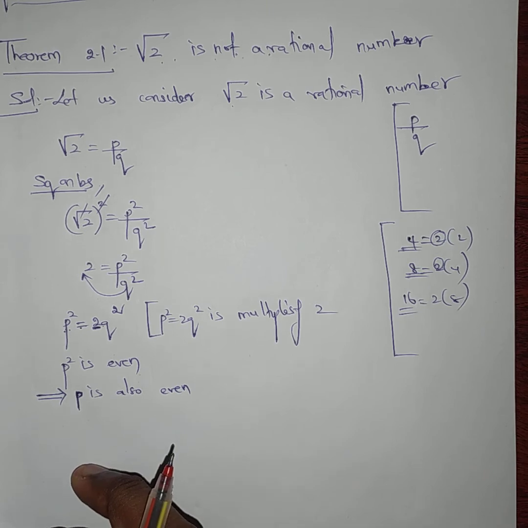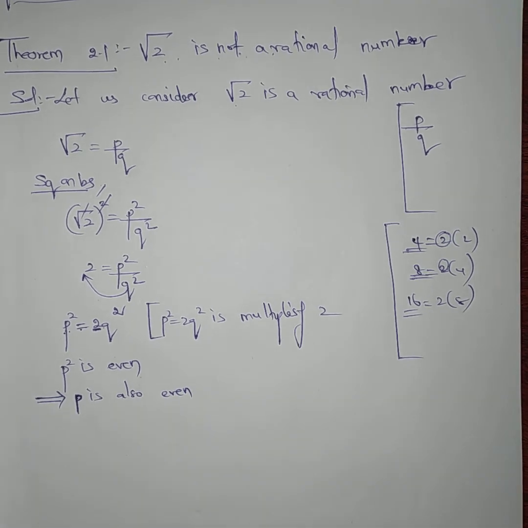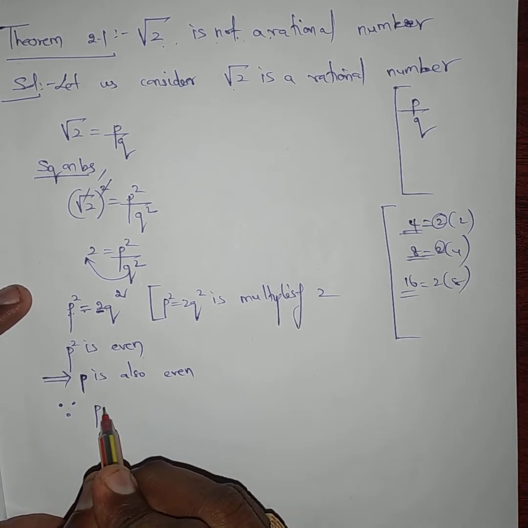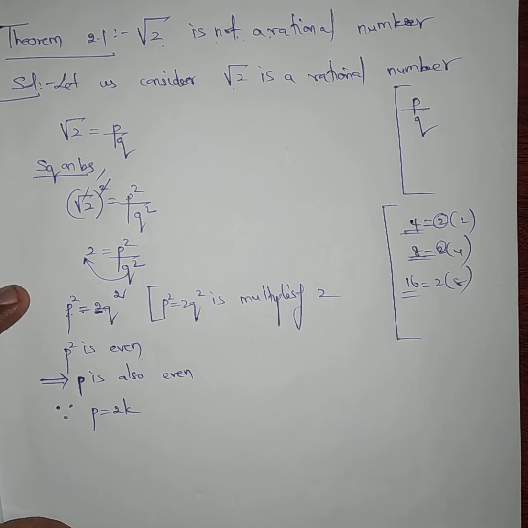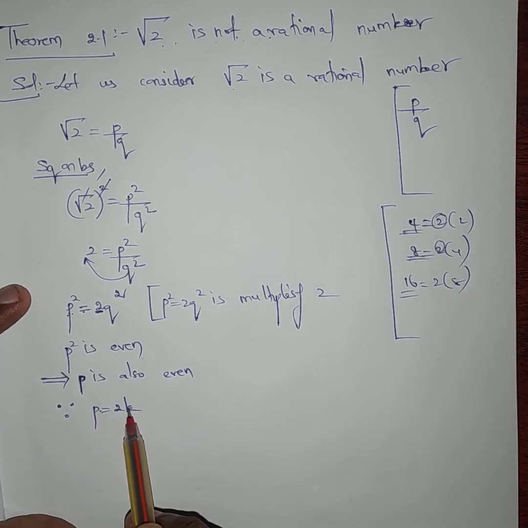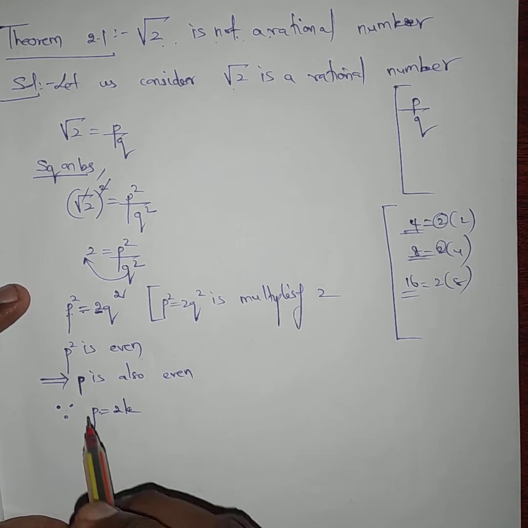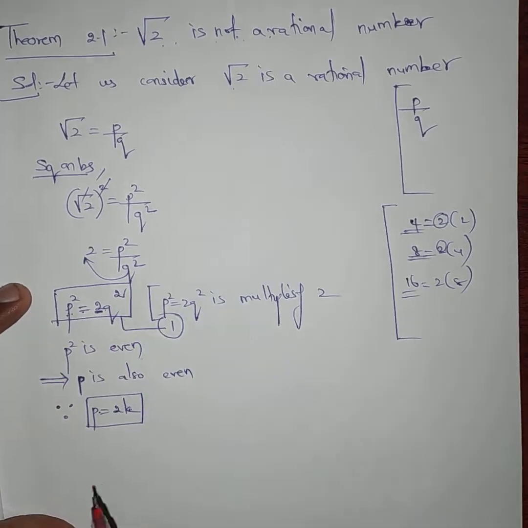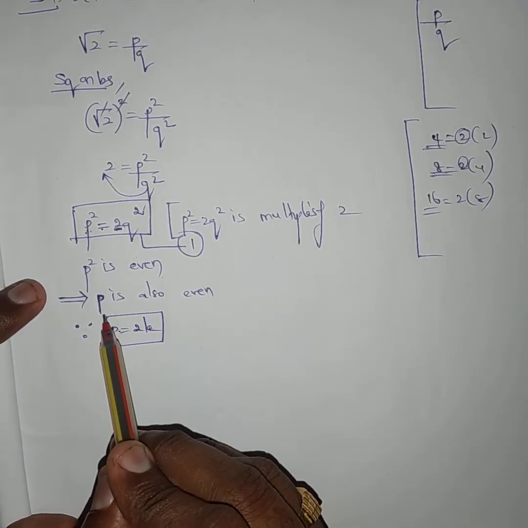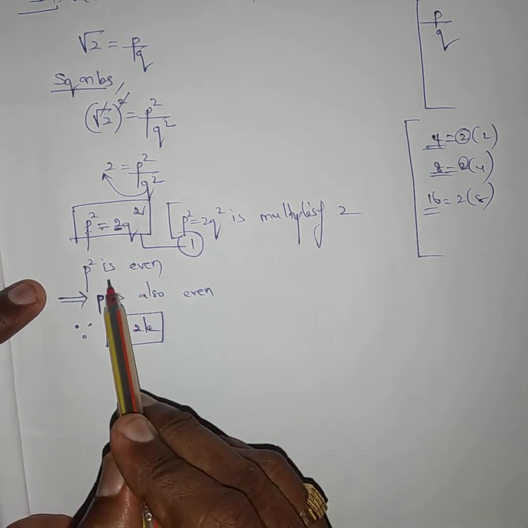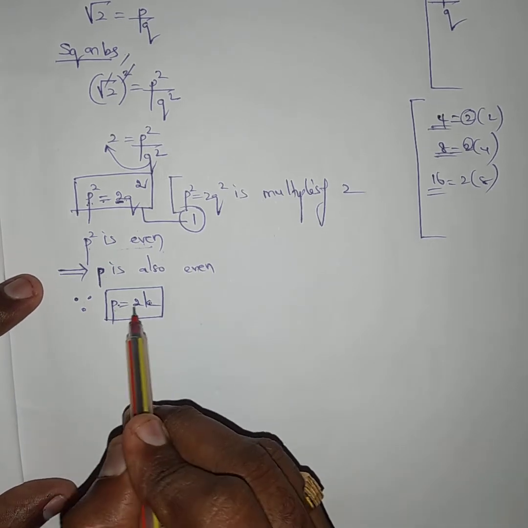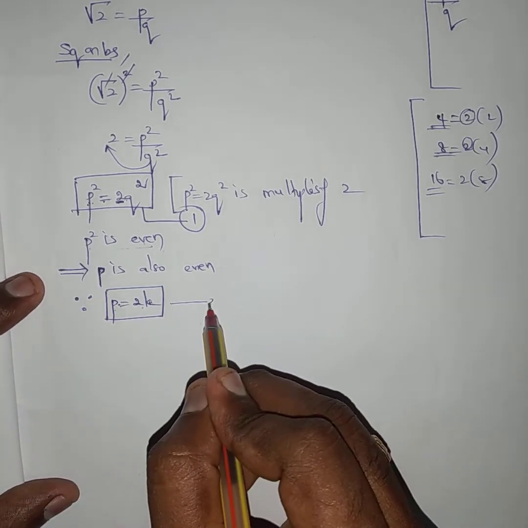So now we know p is an even number. Since p is even, I can write p is equal to 2k. I can put any values for k. I will keep this as equation 1. Why p is equal to 2k? Since p square is even, p is also even, so I consider p is equal to 2k. Keep it as equation 2.